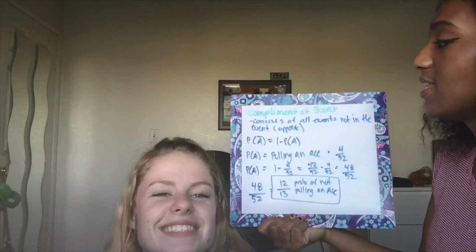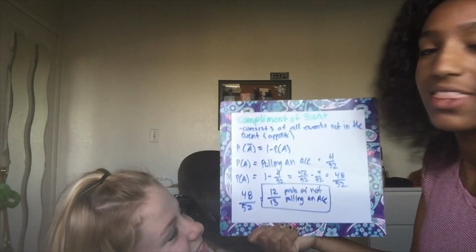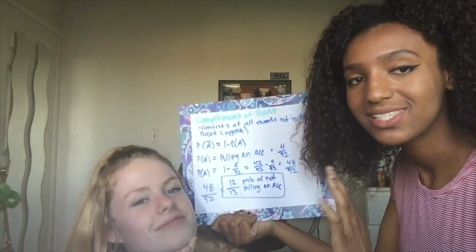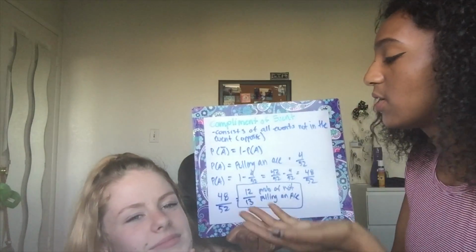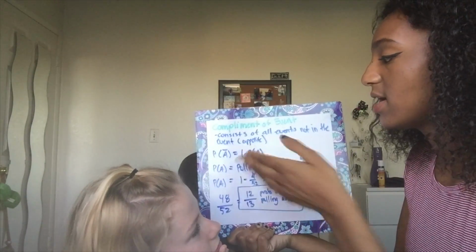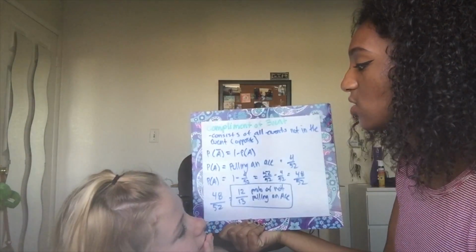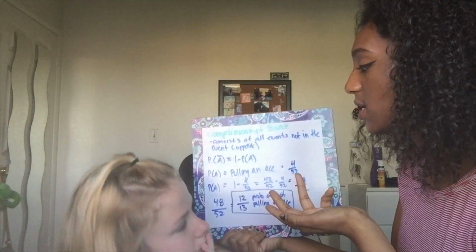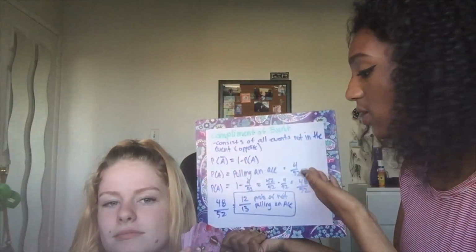So basically, this is the complement of an event, and it consists of all events that are not in the event, if that makes any sense. It's almost like the opposite of a normal probability. The equation is P of the complement of A, which is really just 1 minus the probability of that event. For example, the probability of pulling an ace would normally be 4 out of 52.